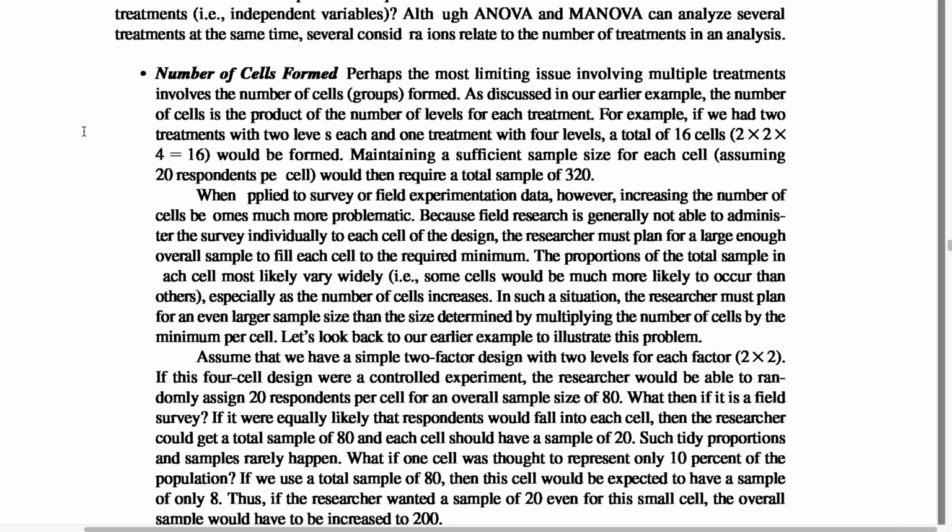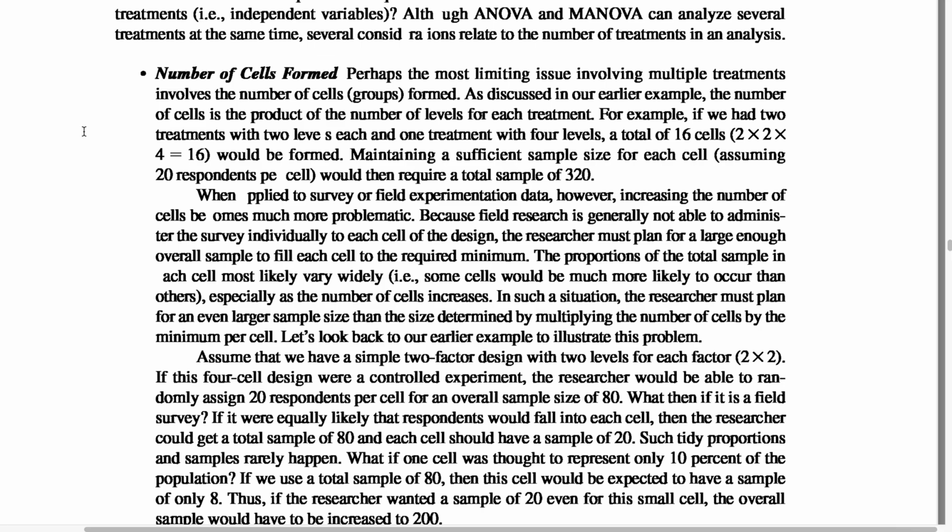In such situations, the researcher must plan for an even larger sample size than the size determined by multiplying the number of cells by the minimum per cell. Let's look back to our earlier example to illustrate the problem. Assume that we have a simple two-factor design with two levels of each factor, 2 x 2. If this is a four-cell design with a controlled experiment, the researcher would be able to assign 20 respondents per cell for an overall sample size of 80.